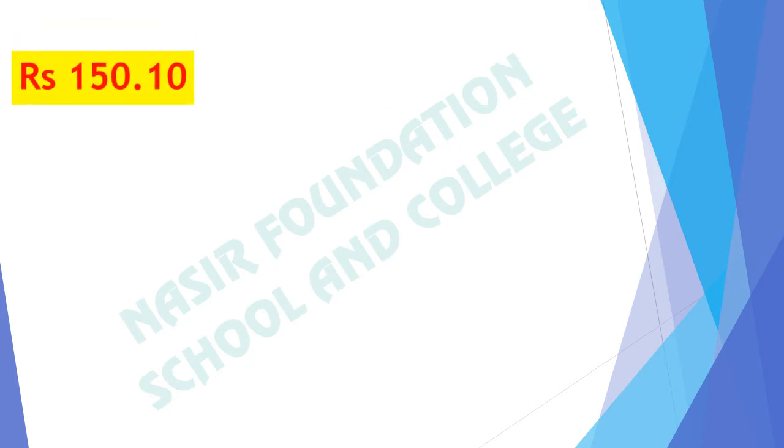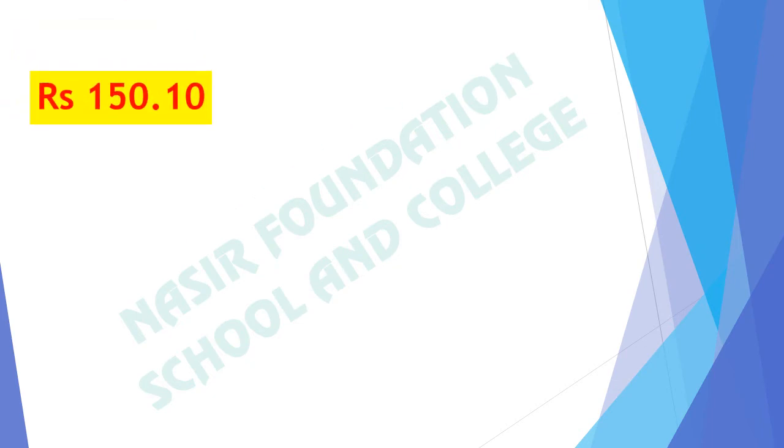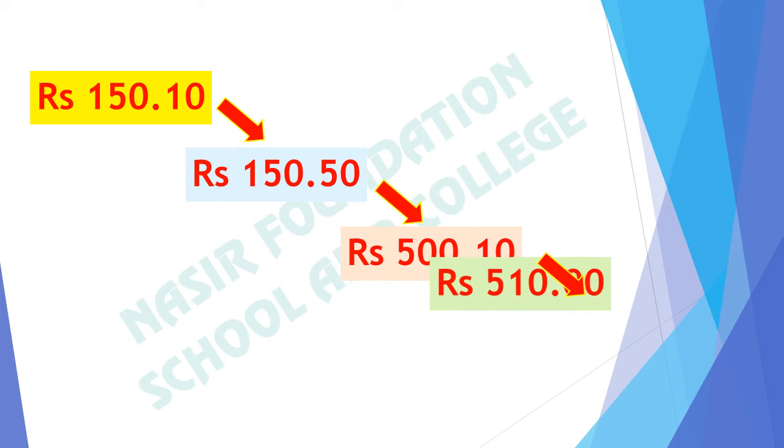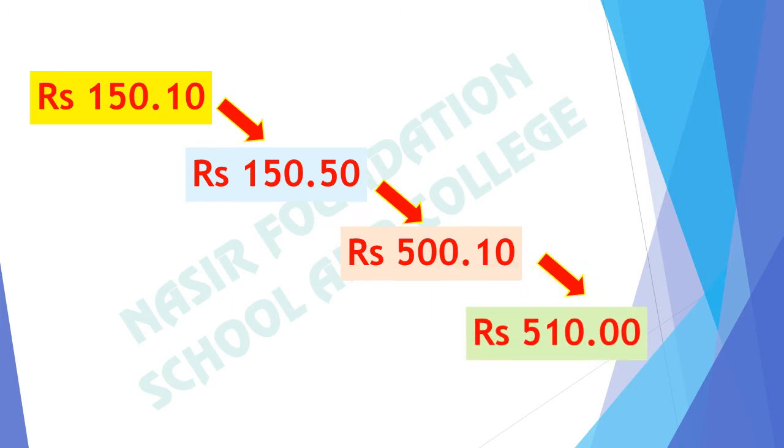The least amount is 150 rupees and 10 paisas. Then it comes 150 rupees and 50 paisas. The next greater value is 500 rupees and 10 paisas. And then 510 rupees. Money is arranged from smallest to the greatest. This is ascending order.